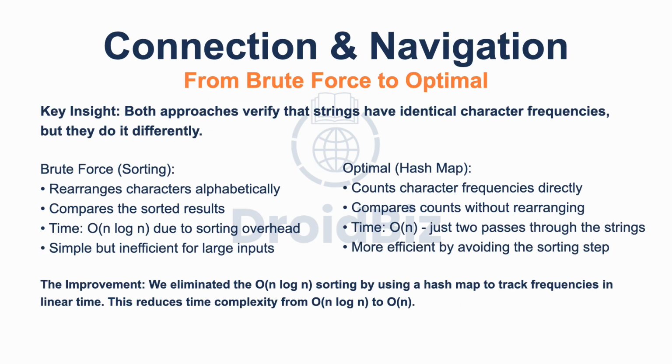Now, let's understand the connection between the brute force and optimal approaches. The key insight is that both approaches verify that strings have identical character frequencies, but they do it in different ways. The brute force approach uses sorting. It rearranges characters alphabetically and then compares the sorted results. The time complexity is O(n log n) due to sorting overhead. This approach is simple but inefficient for large inputs. The optimal approach uses a hash map.